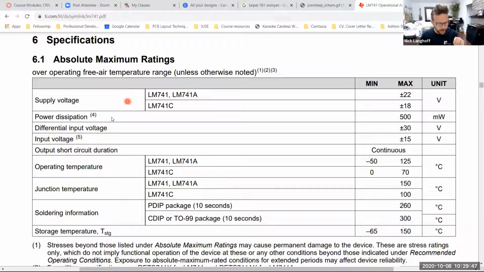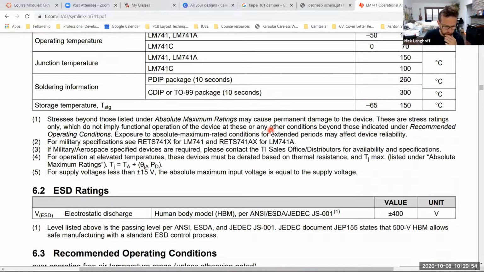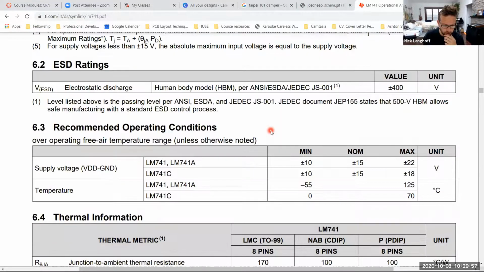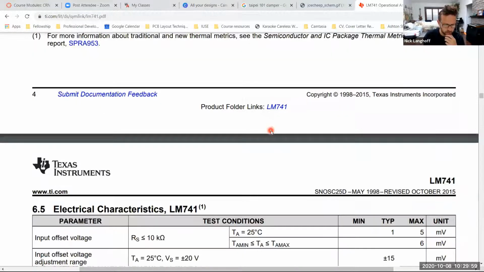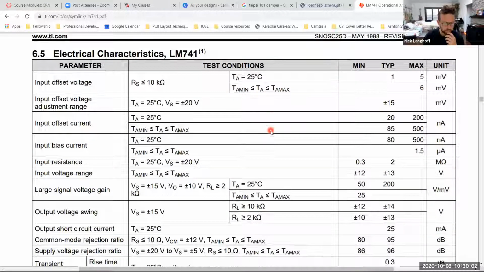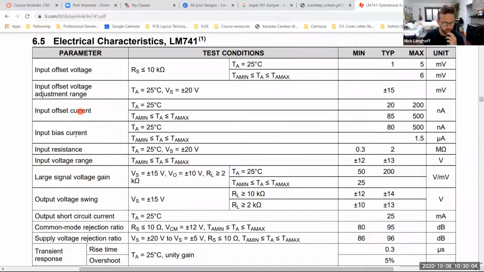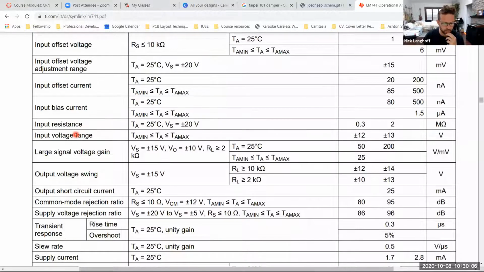So now let's look at the ESD ratings, electrostatic discharge. Here we go. Input offset current, input bias current, and here it is: the output short circuit current. The maximum short circuit current, the maximum current that the LM741 op amp is able to produce, is 25 milliamps out of the pins. There are reasons for that.